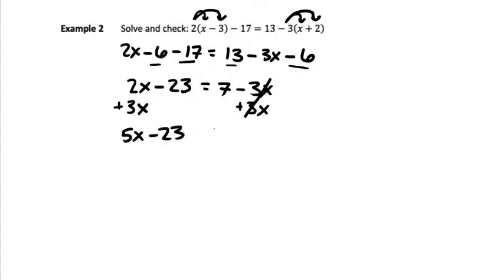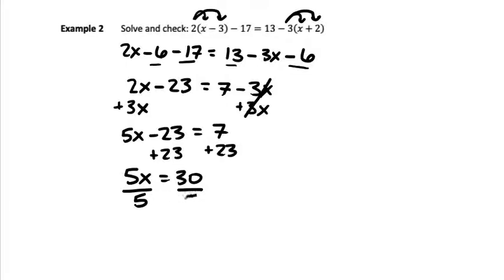So we have 5x minus 23 equals 7. Now I need to move the 23 over so I have all the numbers on the other side of the equation. So plus 23, and that gives me 5x equals 30. And lastly, we need to divide. Divide both sides by 5, and my answer is x equals 6.